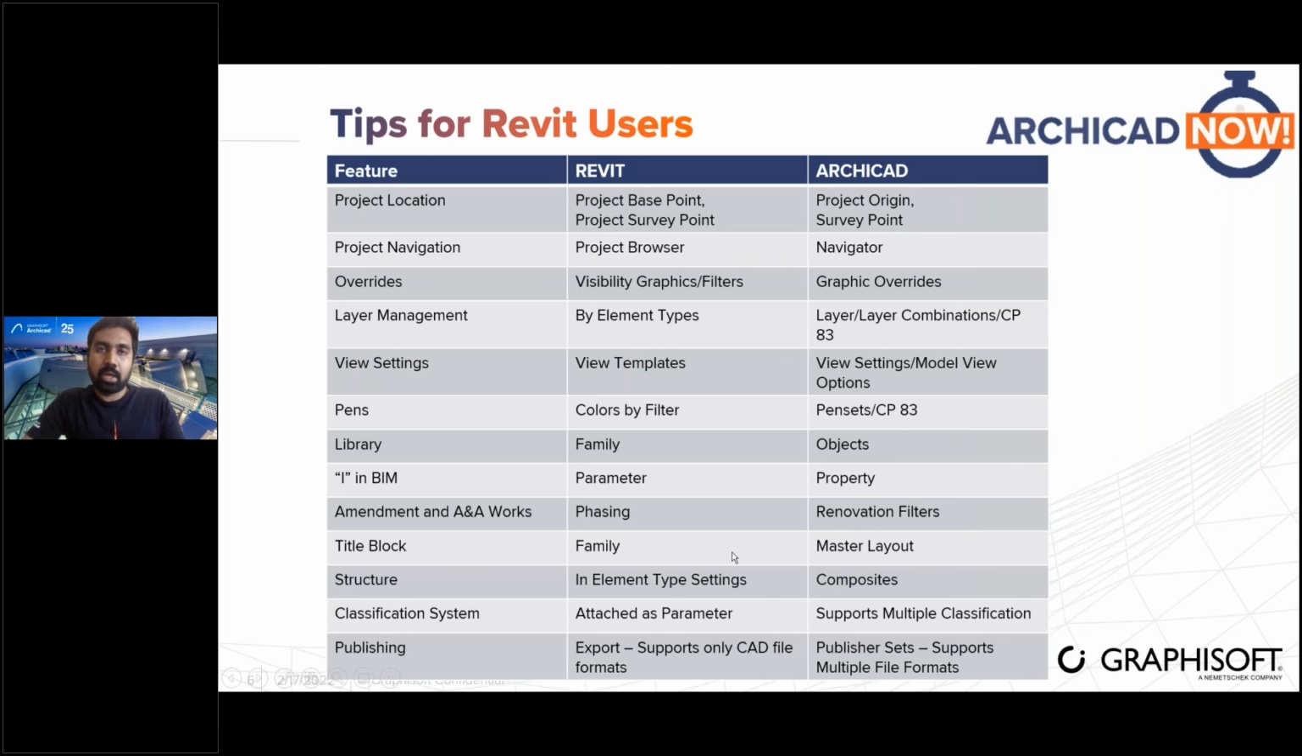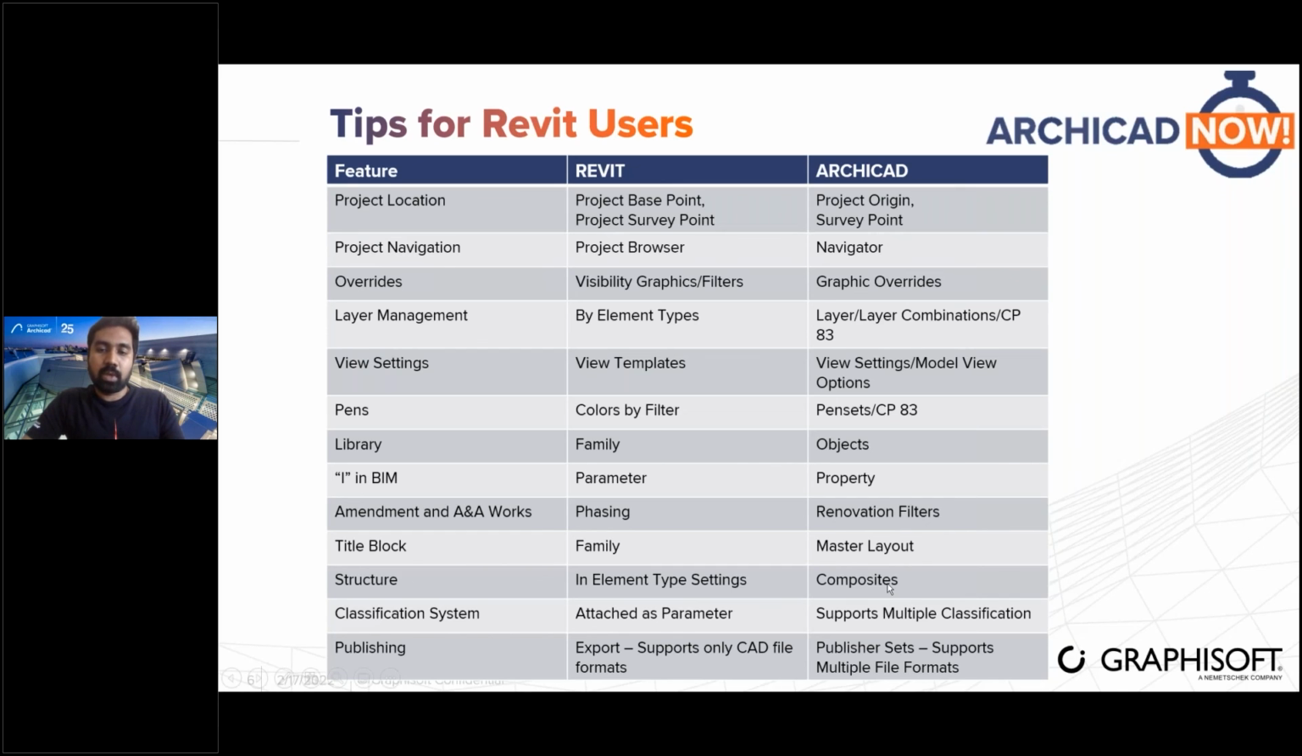For family, you need to create a family by linking the DWG file into the family, and then you can use it inside the project. And for the structure of elements, say for example walls, slabs, and columns, in Revit we have element type settings. Inside the element type settings, we can define the structure of the element.